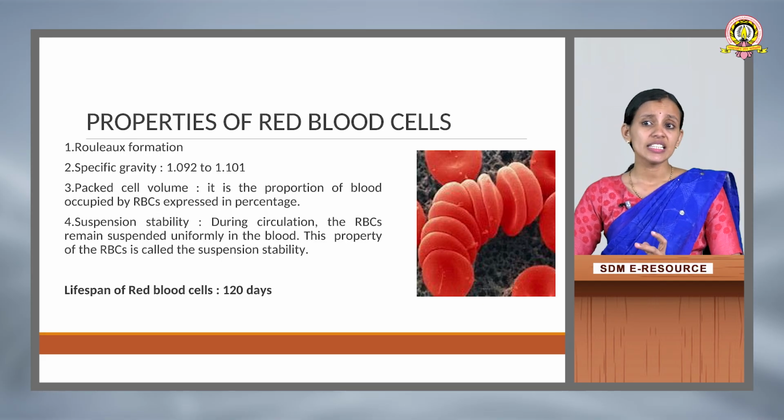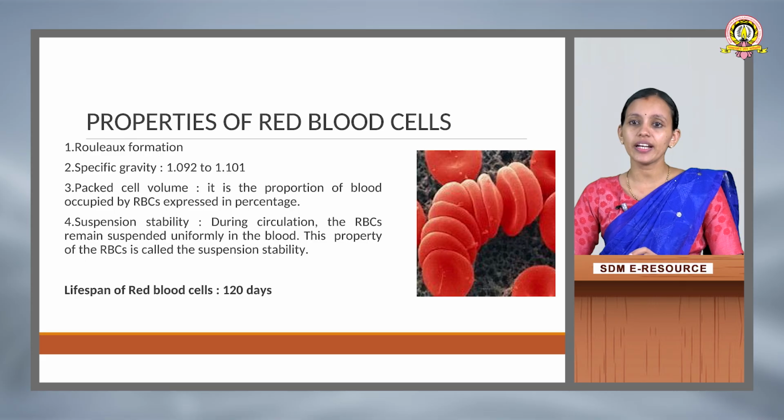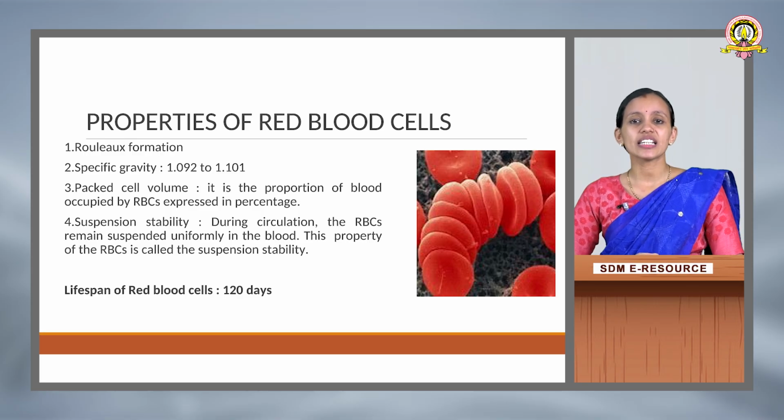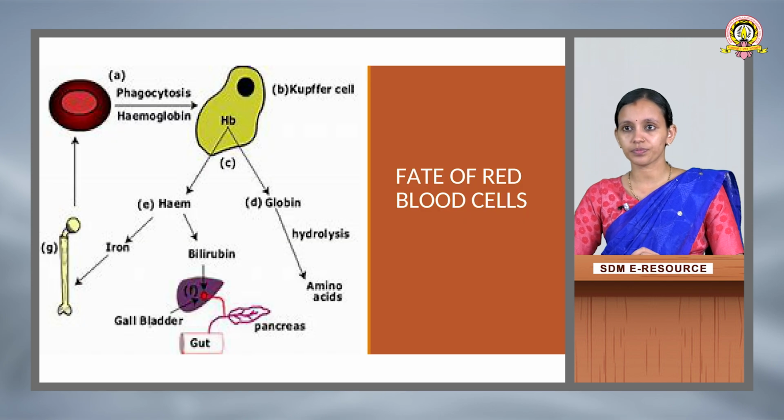Next is suspension stability. During circulation, the RBCs remain suspended uniformly in the blood. This property of RBC is called suspension stability. The lifespan of an RBC is 120 days.